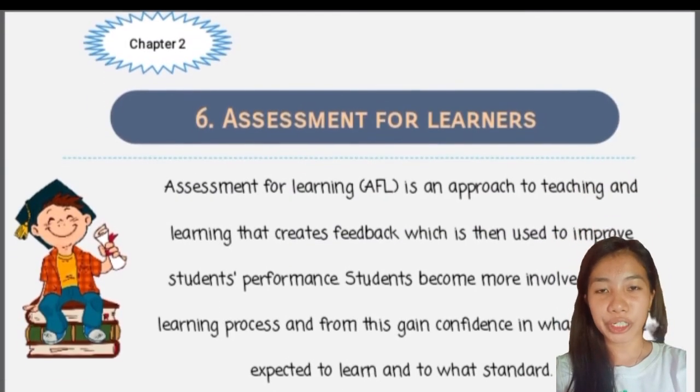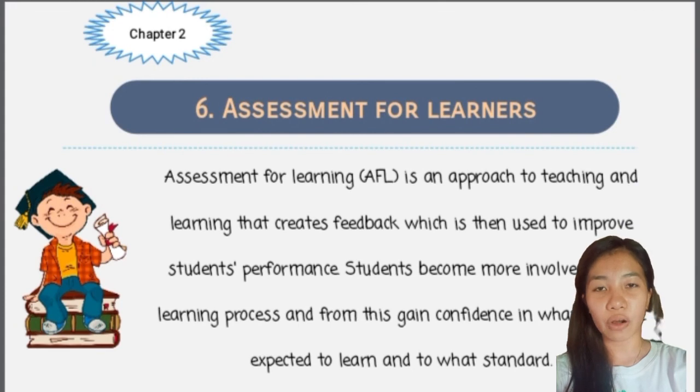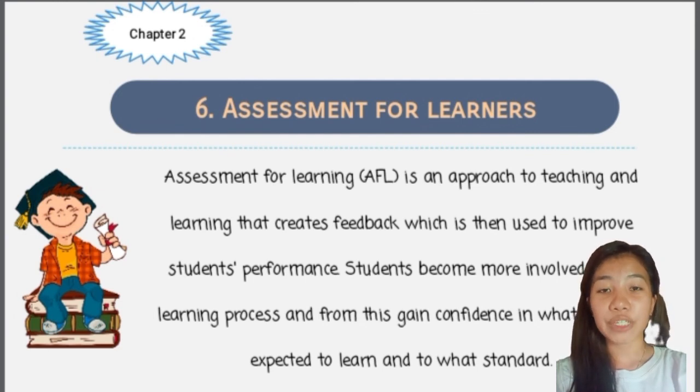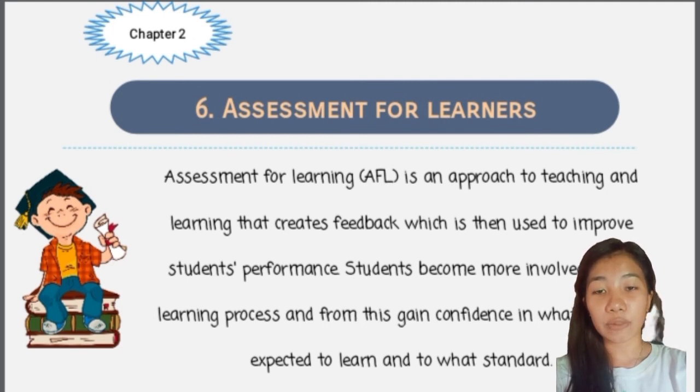Assessment for learning is one of the principles of learning in psychology. Assessment for learning, or AFL, is an approach to teaching and learning that creates feedback which is then used to improve students' performance. Students become more involved in the learning process and from this gain confidence in what they are expected to learn and to what standard.